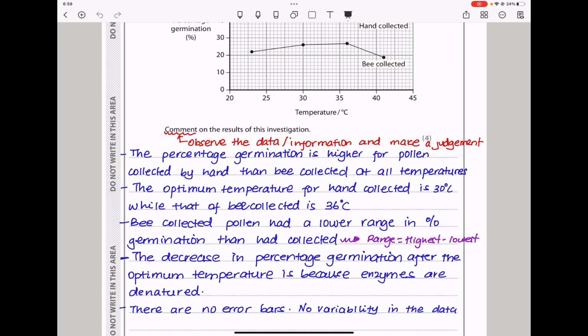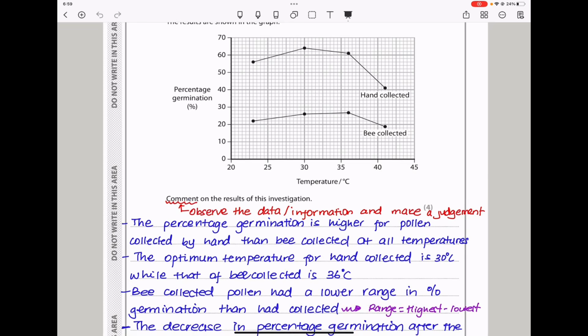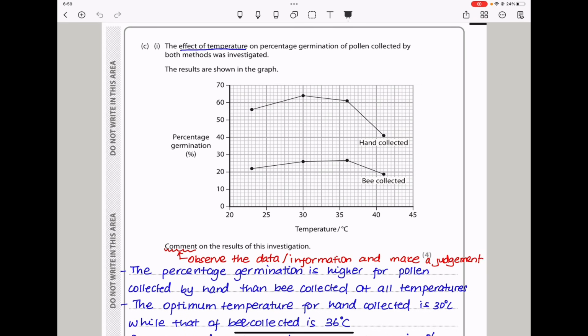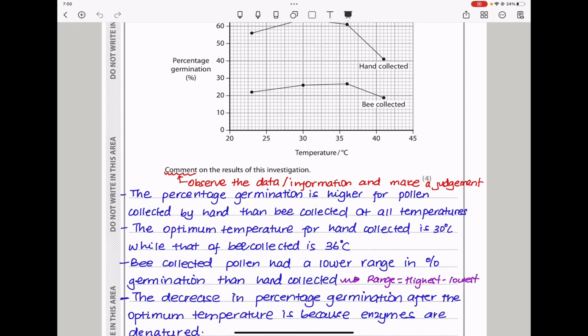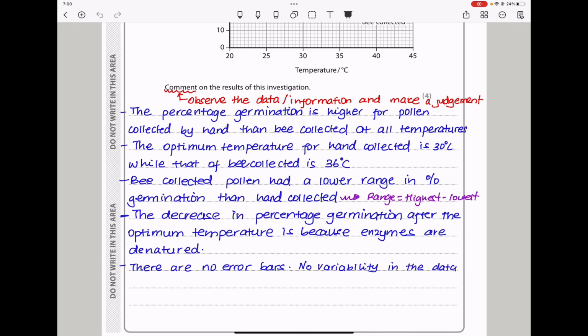Bee collected pollen had a lower range in percentage germination. You can see the difference between the highest and the lowest is quite small, while here we have the difference between the highest and the lowest is quite high. So there is a lower range than hand collected pollen. So remember, range is highest minus lowest.